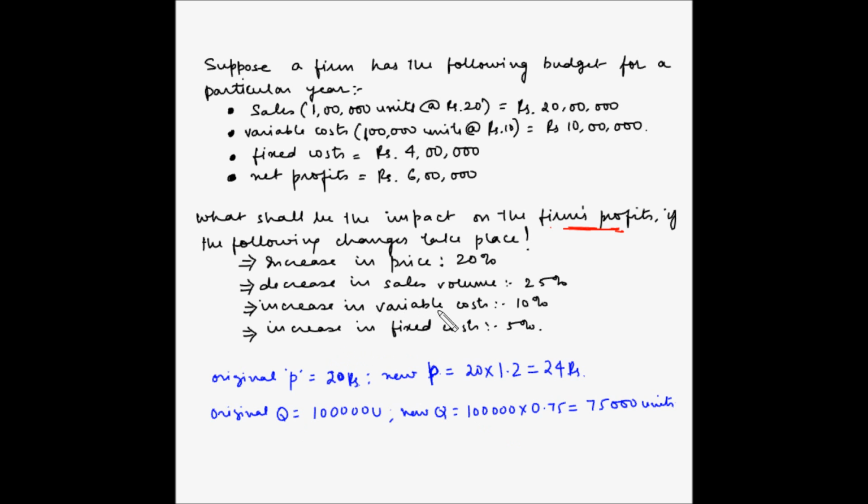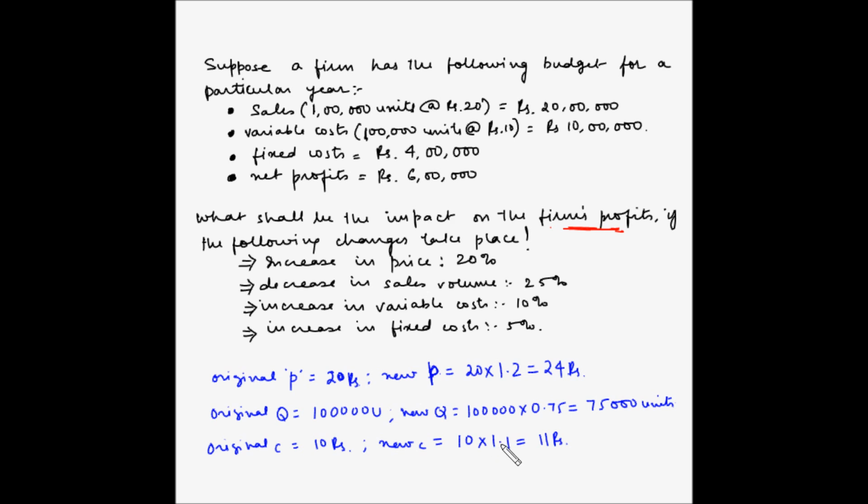Next is increase in variable cost. So original variable cost was rupees 10 per unit. I'll denote that as a small c, which is 10 rupees, and new c is 10 multiplied by 1.1 because there's an increase of 10%. So this becomes 11 rupees per unit.